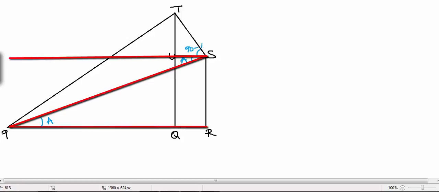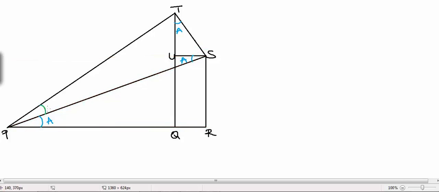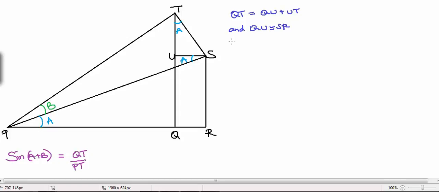So you'll observe that once the angle SPQ is A, then the angle USP is also A because they are alternating interior angles. And the angle UTS will be also equal to A because TSU is 90 minus A. And so I hope you understand the simple geometrics there. That's how we come up with those angles. And then once we consider TPS being B, we shall obtain for the first compound angle sine A plus B, which is equal to the opposite, which is QT over PT.